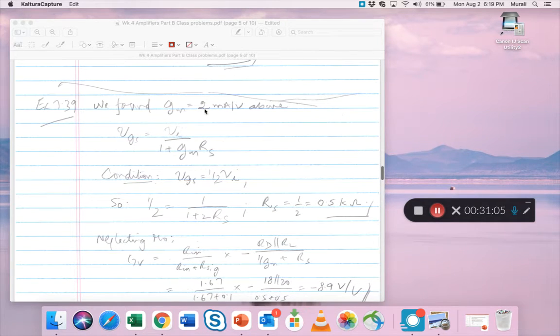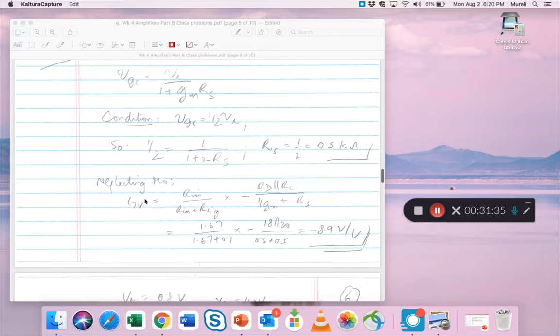Now mind you, we use the 2 milliamps directly here in GM, hence RS comes out to be in kilo ohms. So we have some of these shortcuts used in the textbook, and I'm using the same shortcuts because you always seem to multiply milliamps and kilo ohms, so you don't have to show both of them because they cancel each other. But make sure you don't make mistakes with relation to the mega, kilo, milli business.